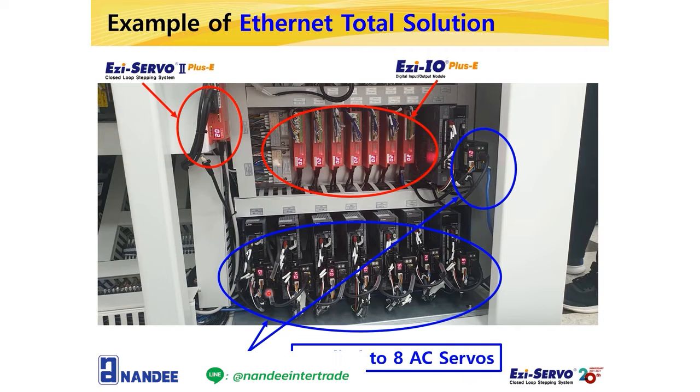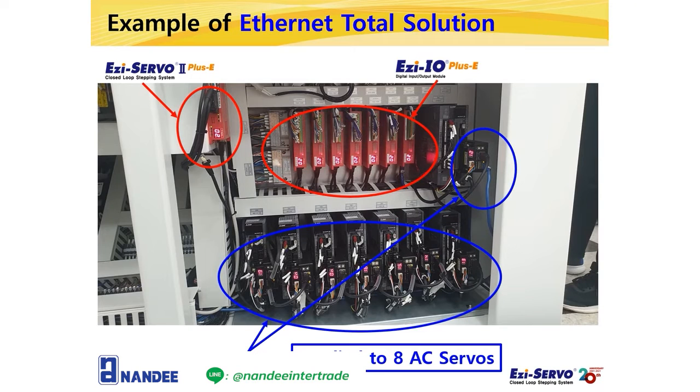EZ motion links are connected by daisy chain using Ethernet ports, and they are also connected with EZ Servo 2 plus E and EZ-IO plus E of FASTECH by daisy chain through Ethernet communication. With simple wiring, AC servo and EZ servo can be driven by one Ethernet network at the same time. At this machine, I/O module is also connected.